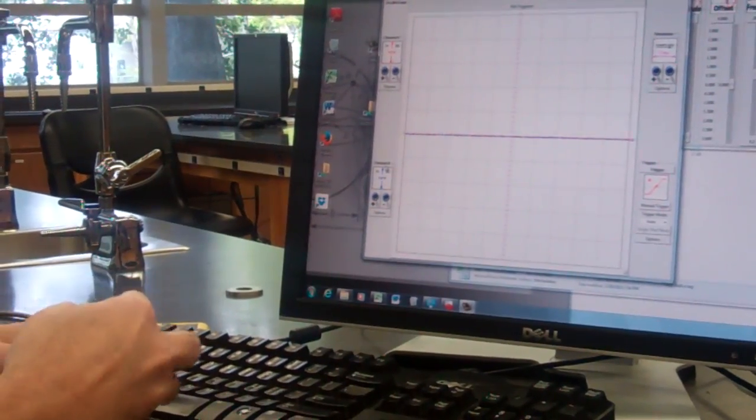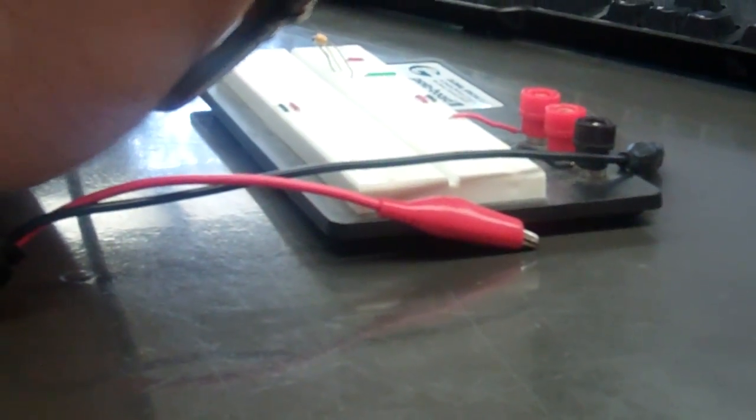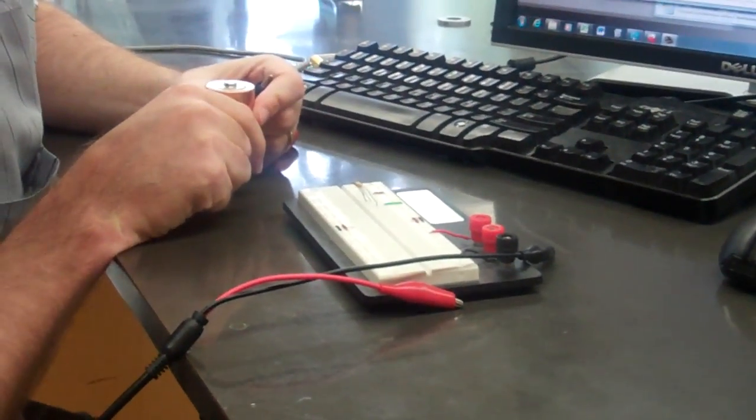Now let's do a little bit of a sanity check and read the side here. What does it say? Can you see what it says? Can't focus it. Well, can you read it? What does it say? 1.5 volts. 1.5 volts. In other words, it actually worked.